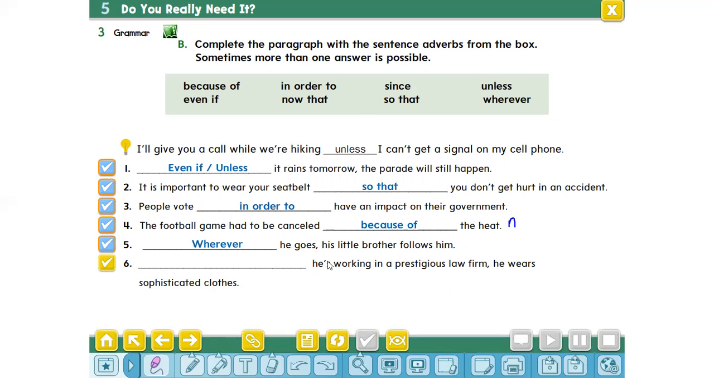The last one, he is working in a prestigious law firm. He wears sophisticated clothes. We need an adverb which gives us information about reason. So we can use because, since, or now that. Do you get it? Okay.